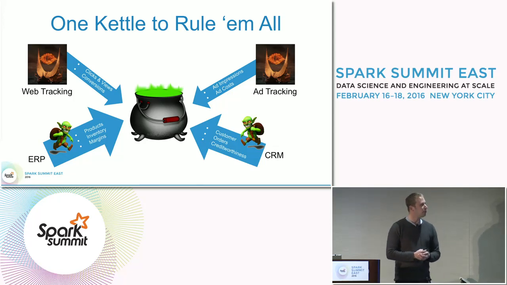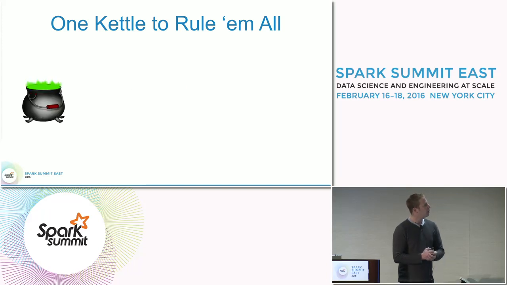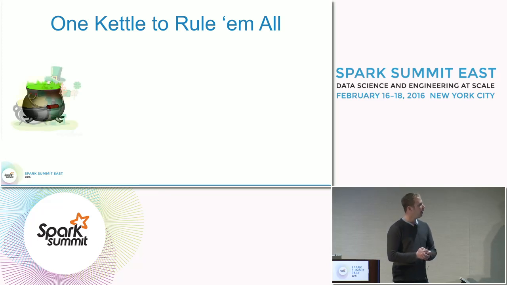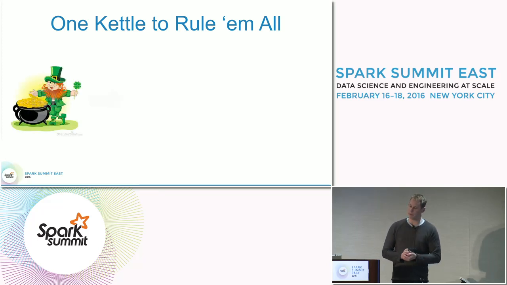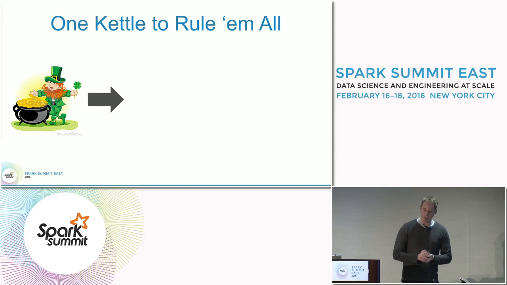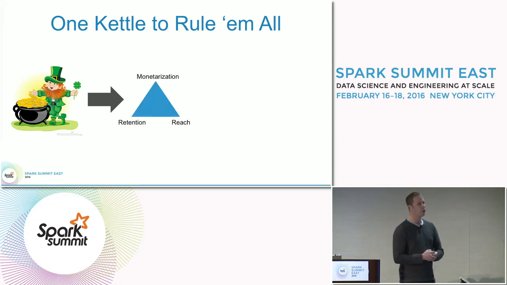Yeah, that's a kettle to rule them all, but this is only a big bunch of data, and not really the mechanism to rule them all. So what can we do to take actions on this data and to make money out of this data? The first step is to be clear what your goals are. And there is a magic triangle of e-commerce we use there. It's about retention, monetization, and reach.